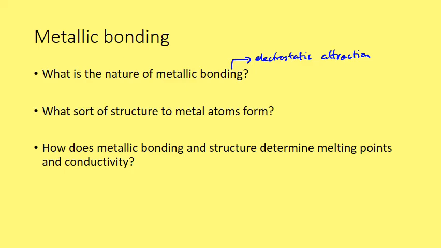So we saw simple molecules, we saw giant covalent macromolecules, two different structures. We saw ionic crystals as well in structure. So we've seen three structures so far, and we're going to have a look at this fourth structure here. Then we'll move on to see how the bonding and structure determine various properties, such as melting points and conductivity of heat and electricity.